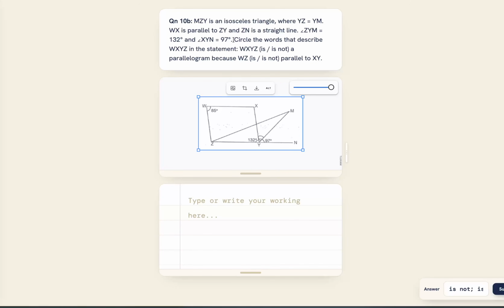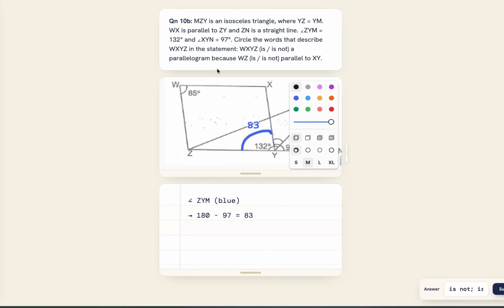For part B, it says circle the words that describe this statement. WXYZ is not a parallelogram because WZ is not parallel to XY. We know from the statement that WX is parallel to ZY, so that's for sure. But we want to prove whether this whole figure, which I'm going to highlight in purple, is a parallelogram. So, the properties of a parallelogram.